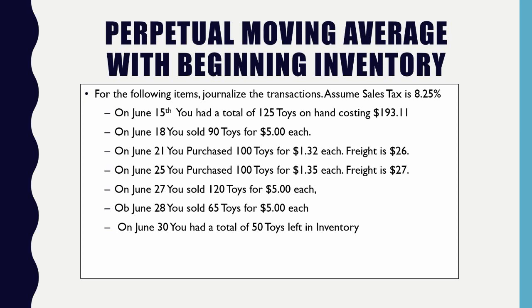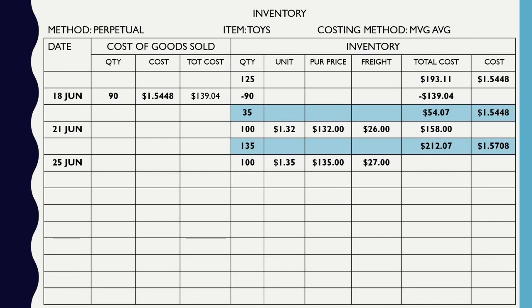Then on the 25th, we end up purchasing another 100 toys at $1.35. Pop that in there. Now we have 235 available with a total cost of $374.07, which we then recalculate the average cost to be $1.5917.